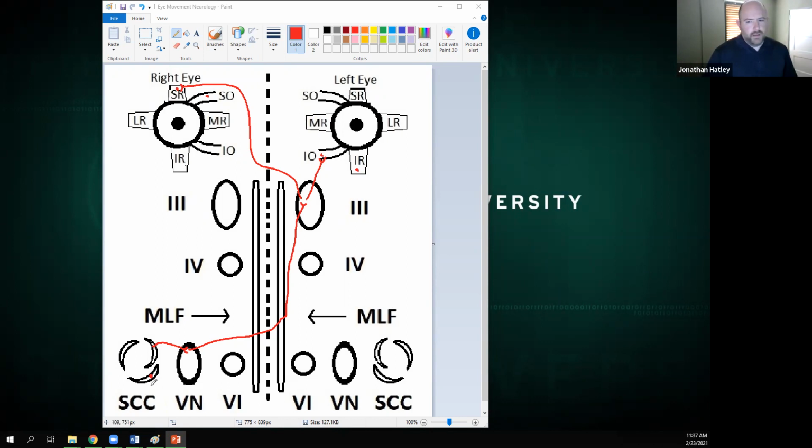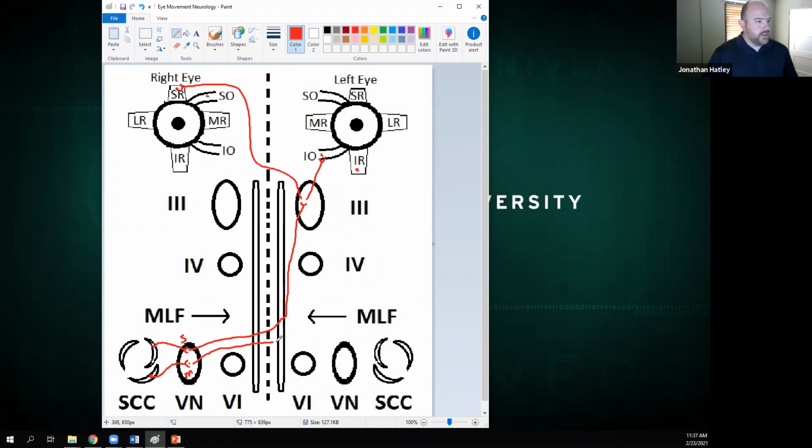The posterior canal is going to send its connections from its canal via the vestibular nerve again, and it's going to go to the vestibular nucleus, and specifically to the medial vestibular nucleus. I forgot to label this. This is the superior; we'll call this one the medial vestibular nucleus here. So this one is also going to decussate.